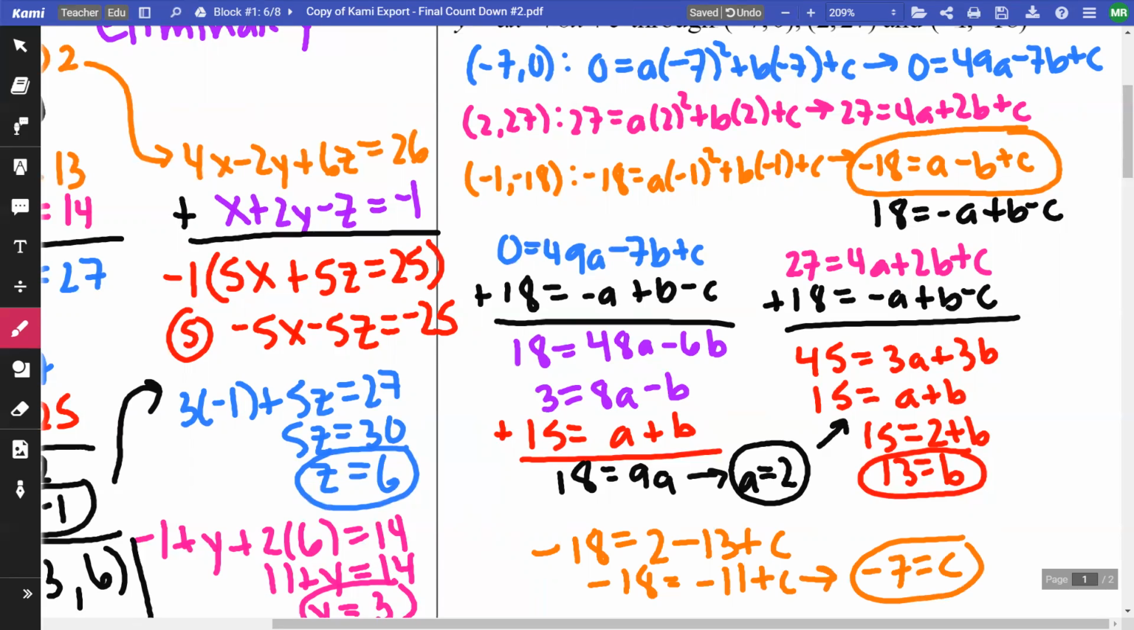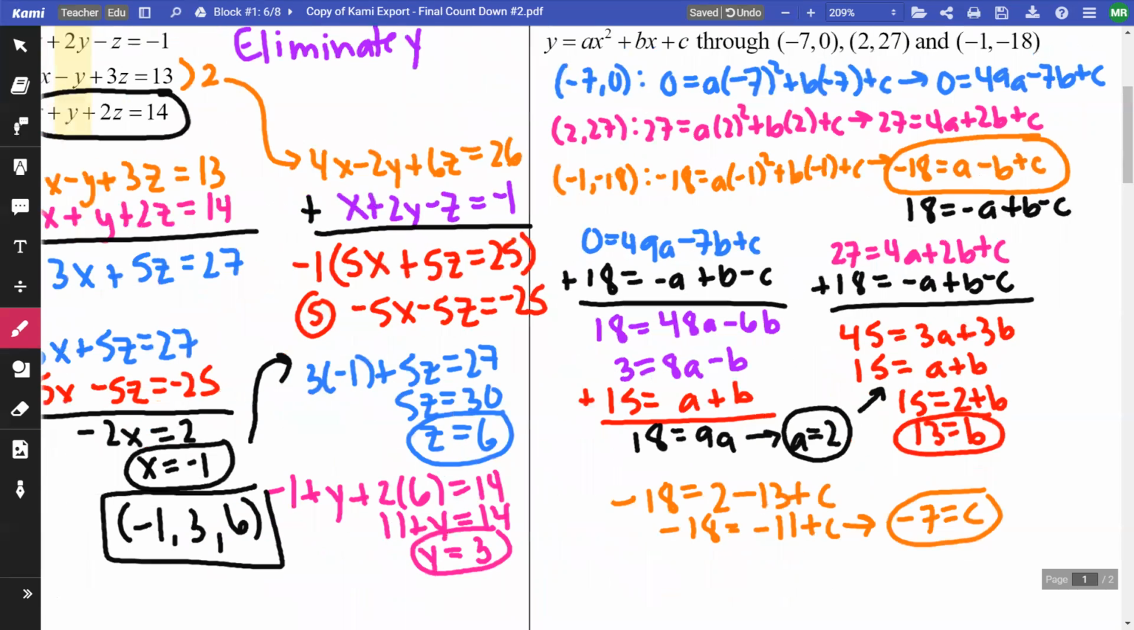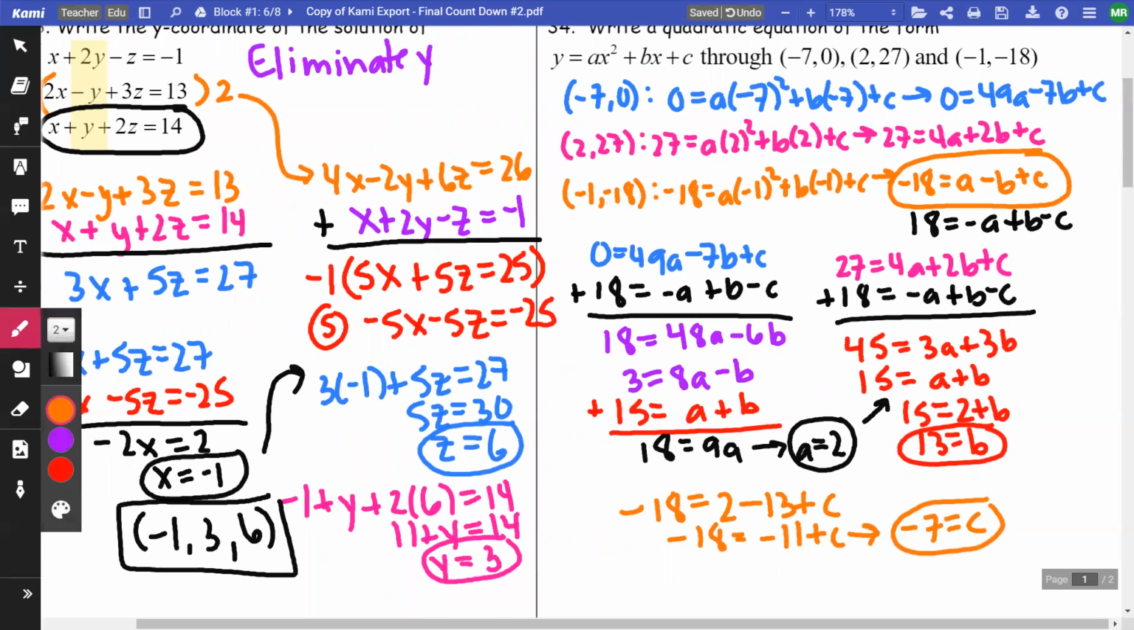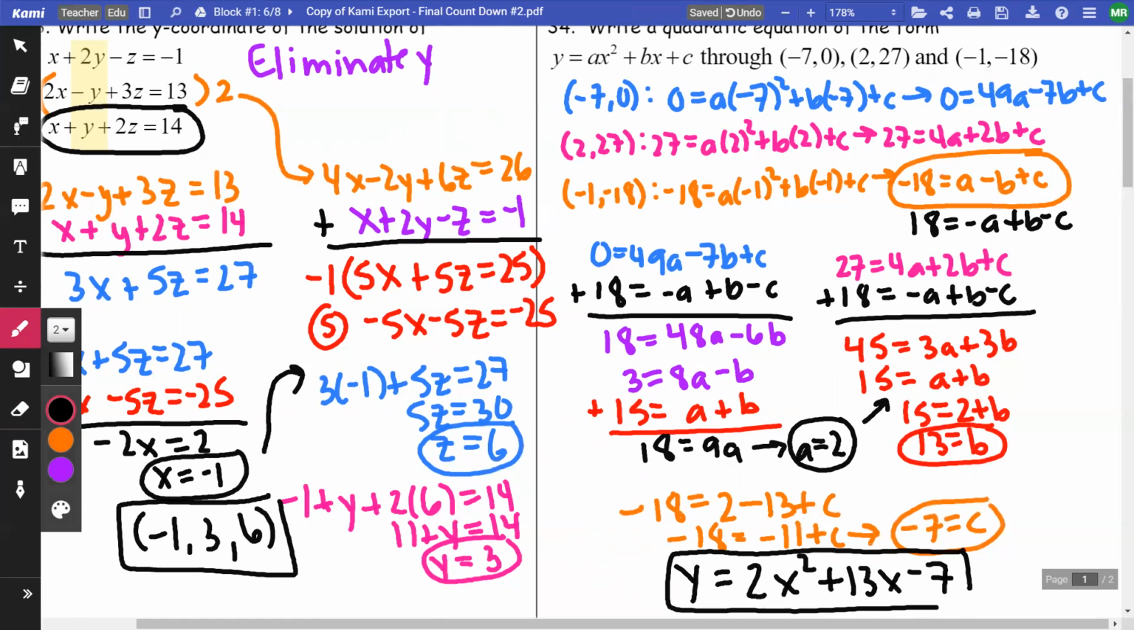So I've got this. Now remember, we were doing this to find the equation of a parabola, so I need to write my answer as a parabola. So I'm going to go y equals a, and my a is 2, so that's going to be 2x squared plus 13x minus 7. And that's the equation of our parabola.